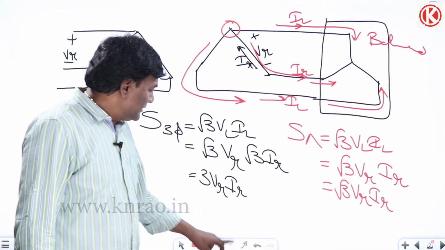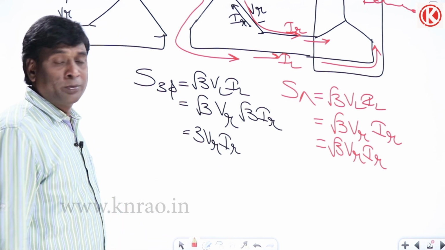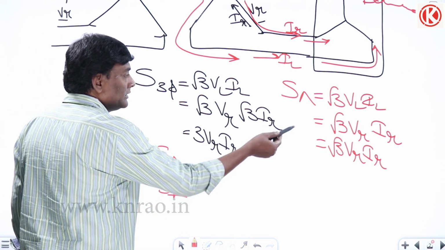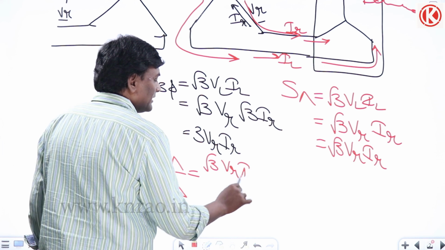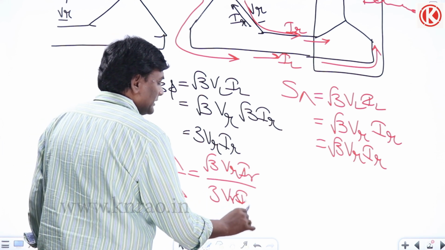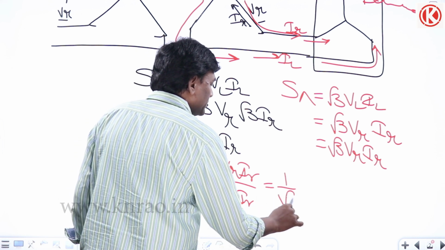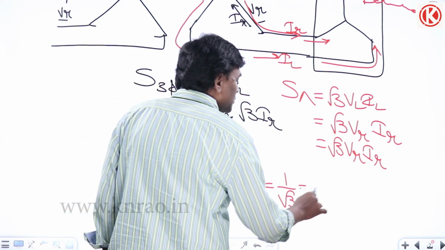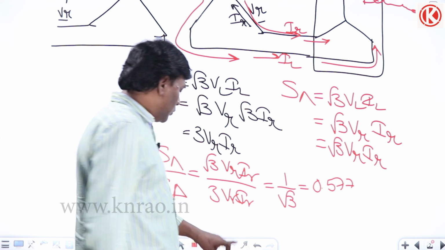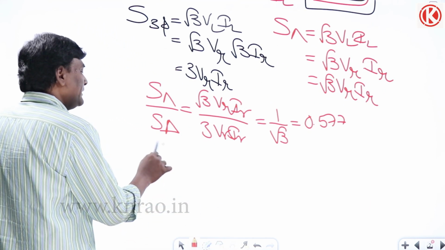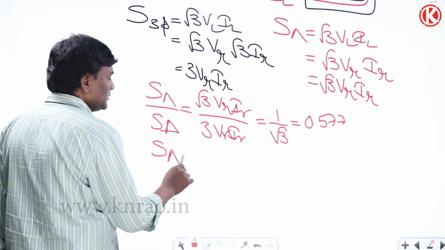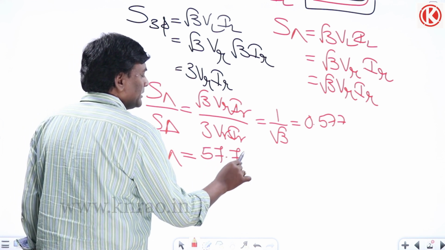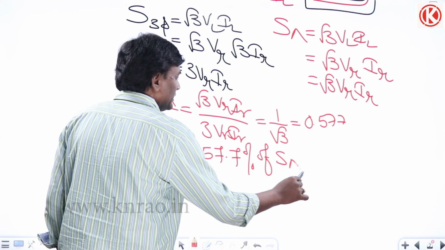Now, how much is the capacity reduced in open delta? S open delta by S closed delta is root 3 V_R I_R over 3 V_R I_R, which gets cancelled to 1 by root 3. How much is 1 by root 3? It is 0.577. What does it mean? It means the capability of open delta is 0.577 times S of complete delta, or 57.7% of S of closed delta.